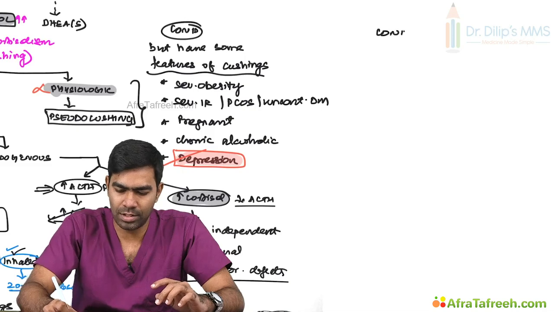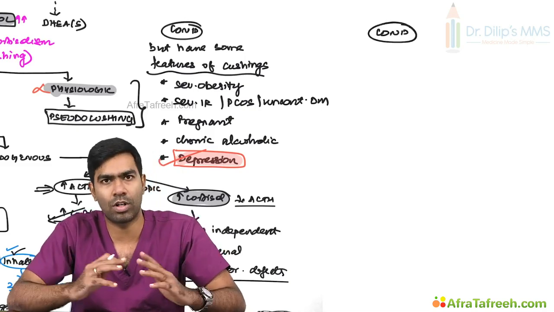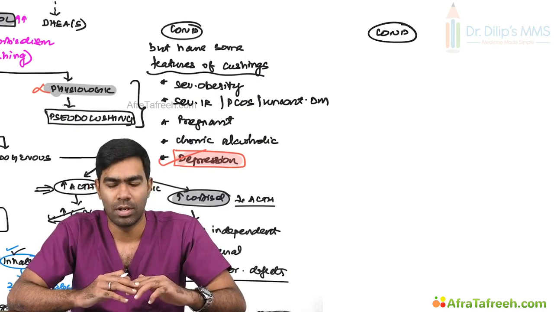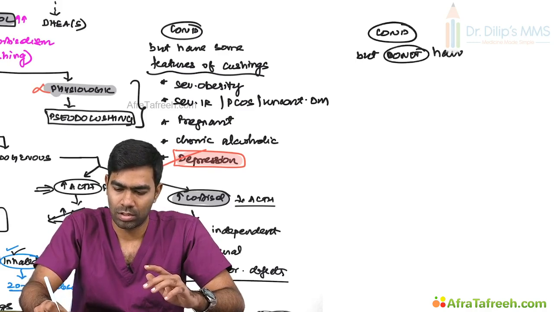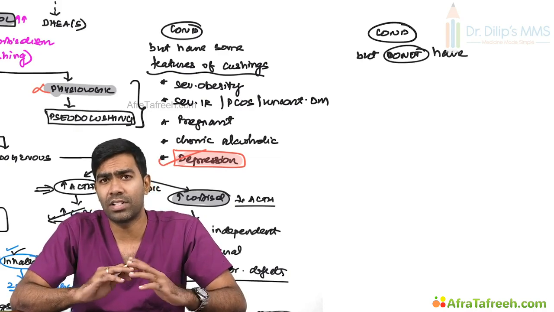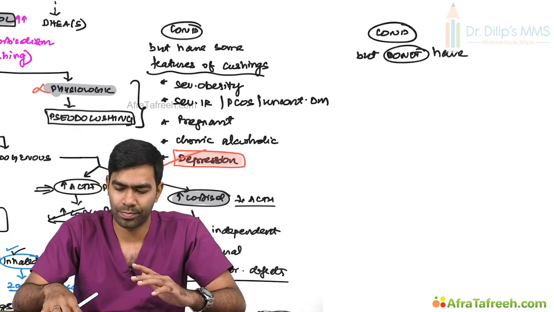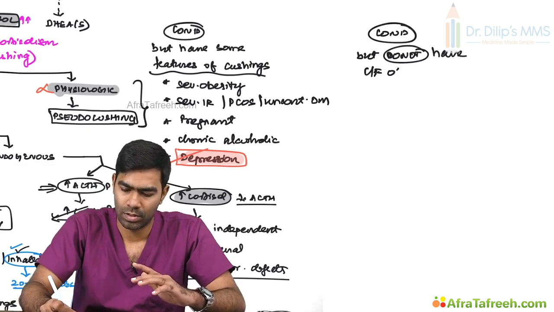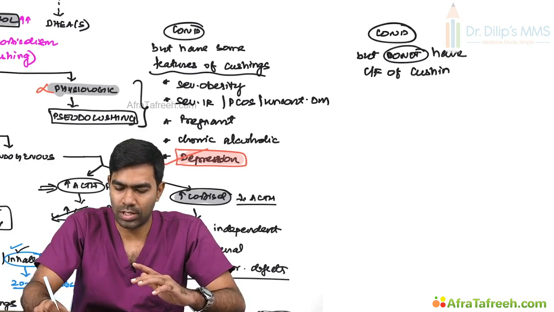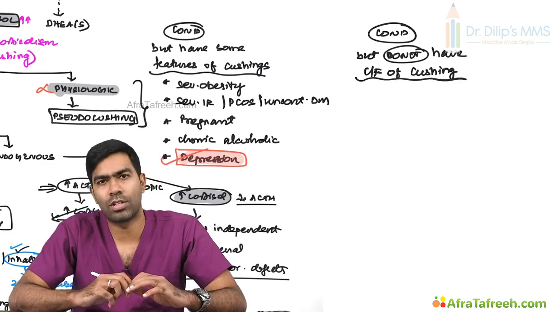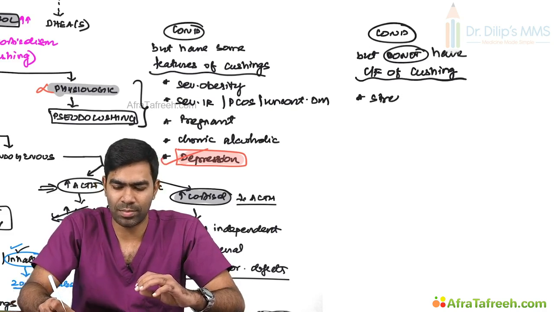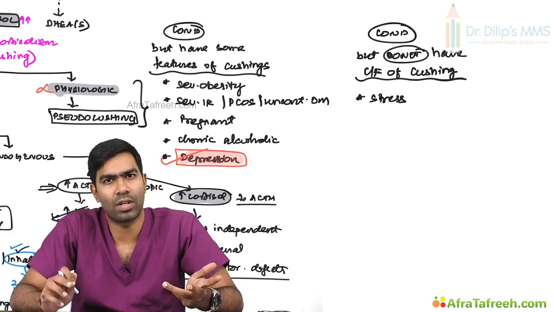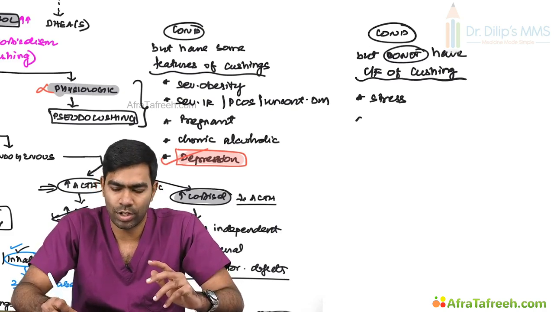And there are some conditions which may have physiologic hypercortisolism, but may not have any clinical features that are suggestive of Cushing syndrome. So what are these conditions which have physiologic hypercortisolism but do not have any clinical features of Cushing syndrome? First one is extreme stress, for example, a critical illness. They will have high cortisol, but they do not have any features suggestive of a Cushingoid state.